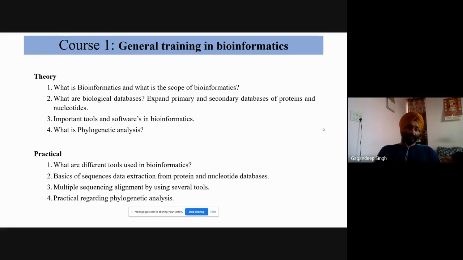Then what are the basics of sequences, data extraction, nucleotide or protein databases. Then what is multiple sequence alignment by using several tools, which we'll do in our practical classes. Then practical regarding phylogenetic analysis, this is the general training in bioinformatics. If anybody has any doubt regarding this general training in bioinformatics, you can ask me right now, then I'll proceed further.